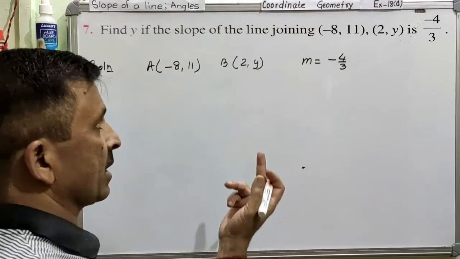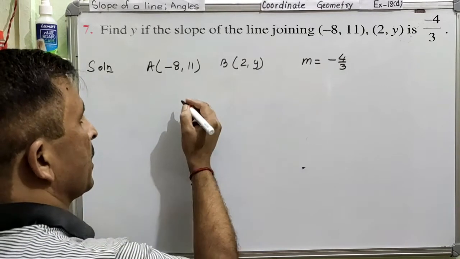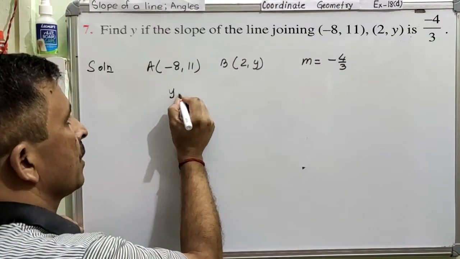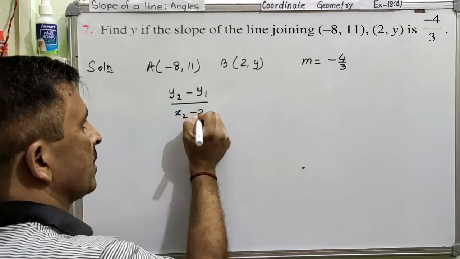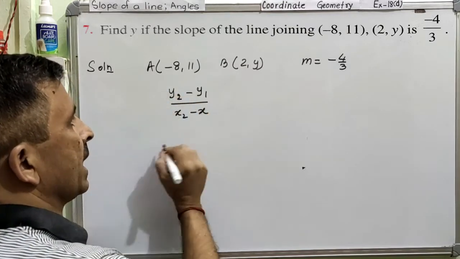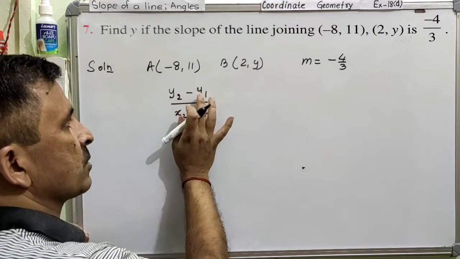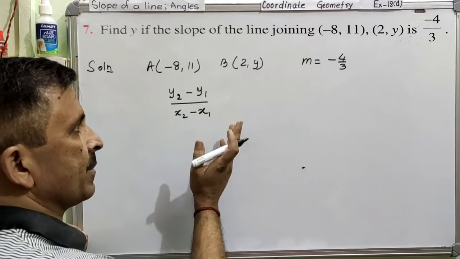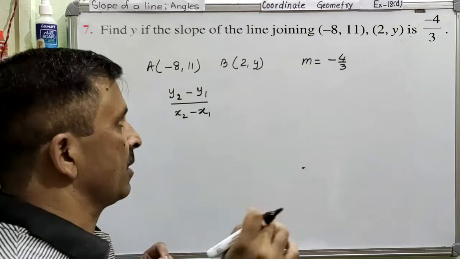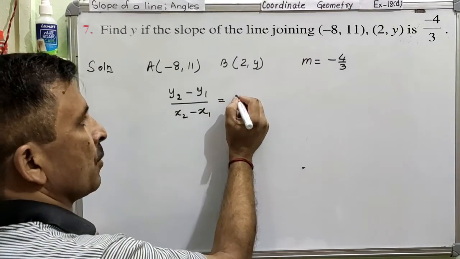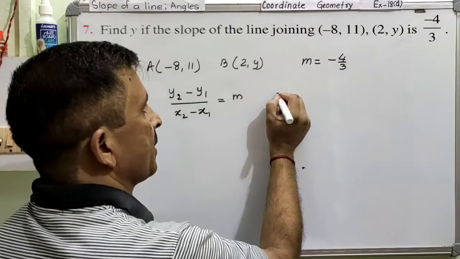So you know how to calculate the slope when a pair of points is given. The formula is y2 minus y1 divided by x2 minus x1. This gives us the slope of the line when we have the coordinates of the 2 points. I told you last time also, this could be y2 minus y1 or y1 minus y2. The order can be anything, but whatever order you keep in the numerator, the same order we will keep in the denominator also. This is equal to slope, so this is the formula. Now we will use this formula and put in the values.